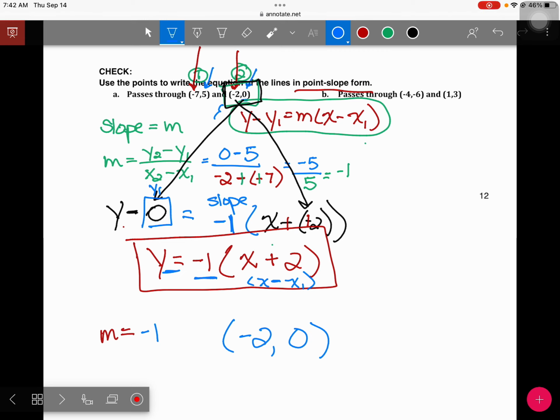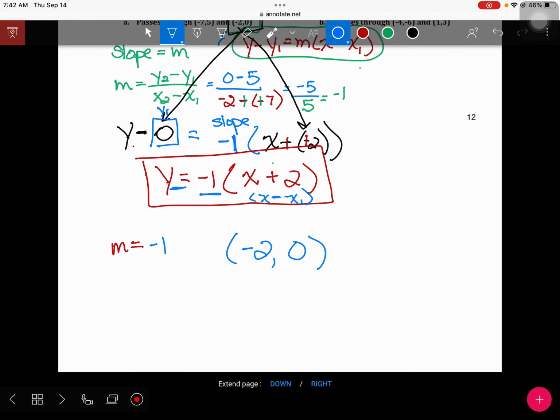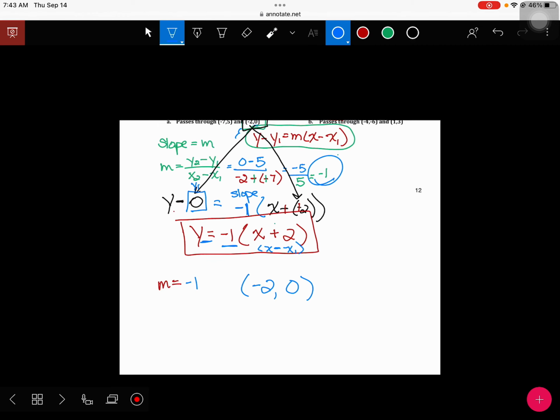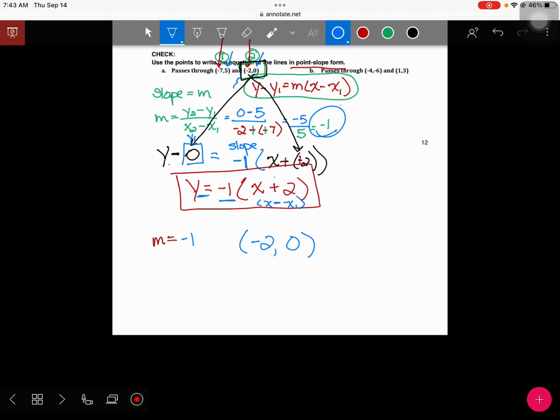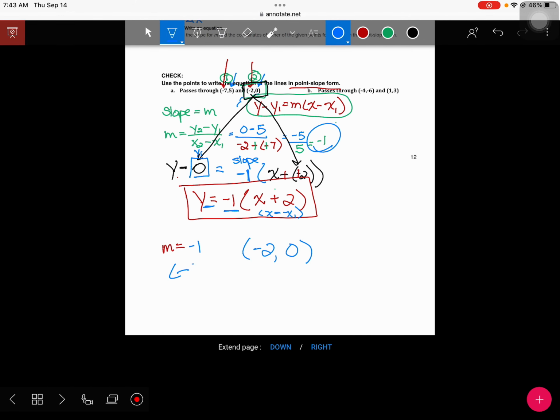What about negative 7, 5? Let's check it out. Should it work the same? Let's see. So we already have this. This is our slope. So let's take negative 7 and 5. We're going to use that as our point.